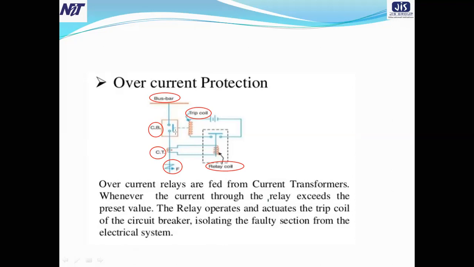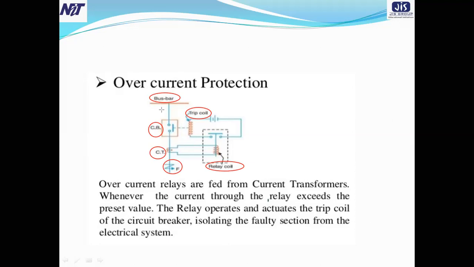The circuit breaker helps to disconnect the faulty system from the whole system. So in this way, the relay actually operates. You have to remember these figures.